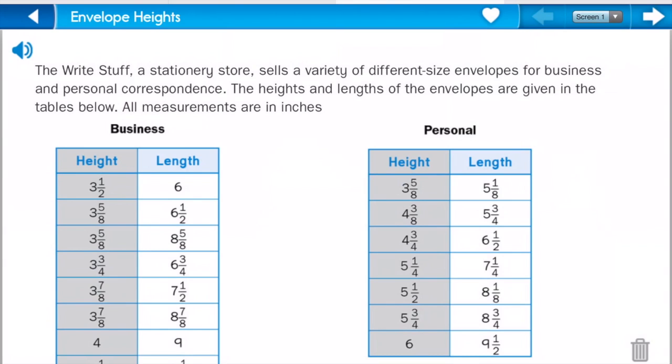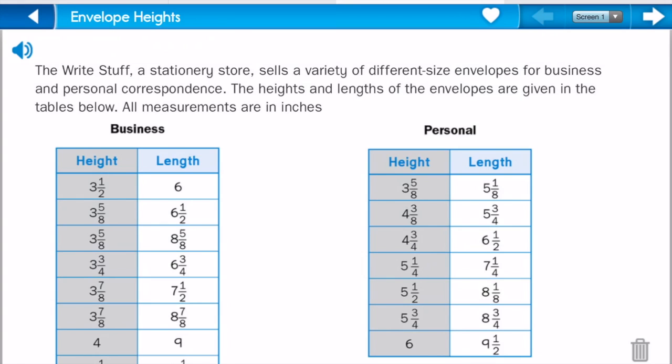Good morning. Today we are doing lesson 8.5, and we'll be learning more about line plots. Envelope heights. The Right Stuff, a stationery store, sells a variety of different size envelopes for business and personal correspondence. The heights and lengths of the envelopes are given in the tables below. All measurements are in inches.